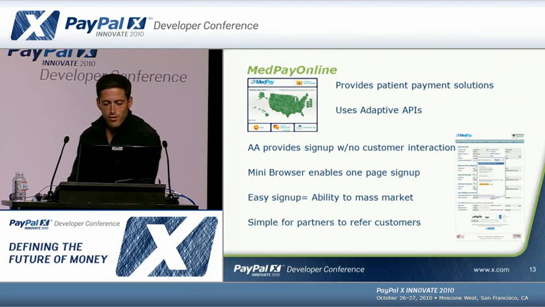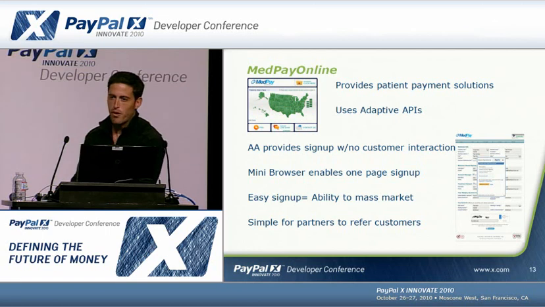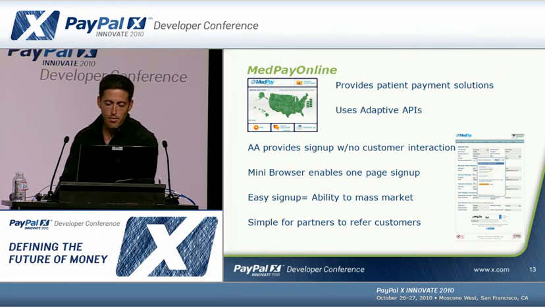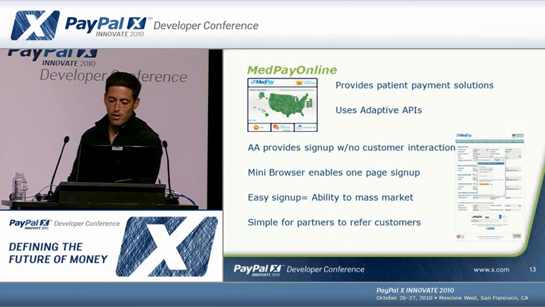So what does this do for us? It enables us to sign up accounts with absolutely no customer interaction. So what that means is we now have an ability to mass market, to put it out there and advertise on Google, and offer it out to our value-added resellers to just do massive email blasts to get the doctors in. If we didn't have this adaptive account, from a resource standpoint, we'd just be swamped trying to get all these PayPal accounts created.